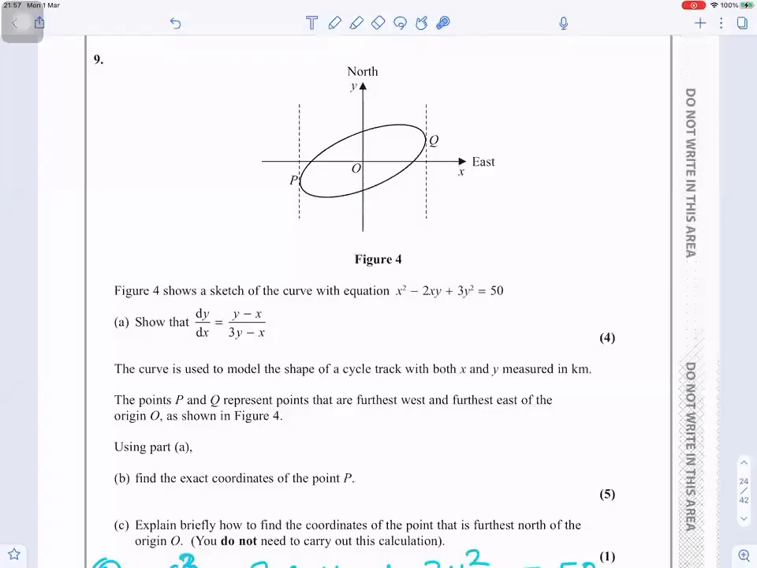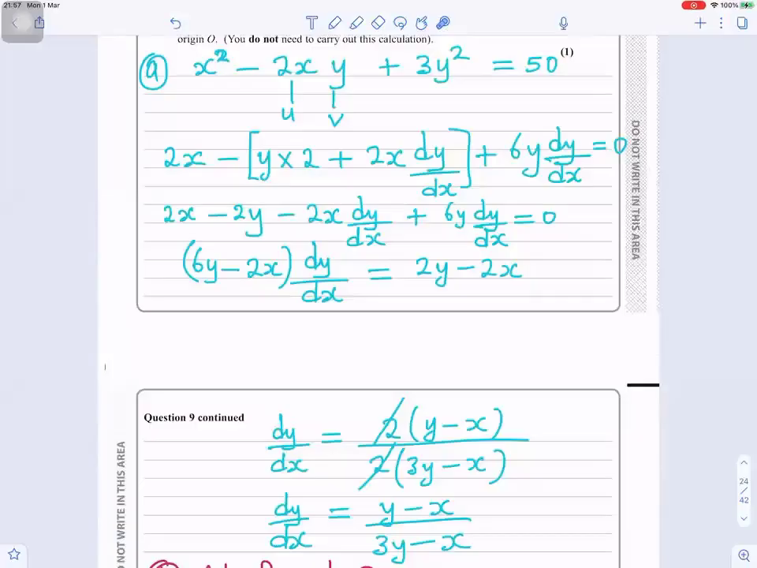Question number 9. Figure 4 shows a sketch of the curve with equation. Show that dy over dx is equal to y minus x over 3y minus x. When we differentiate x squared, we get 2x. Power to the front and minus 1 from the power. So it's 2x. When we want to differentiate 2xy, this is where most students have problems.